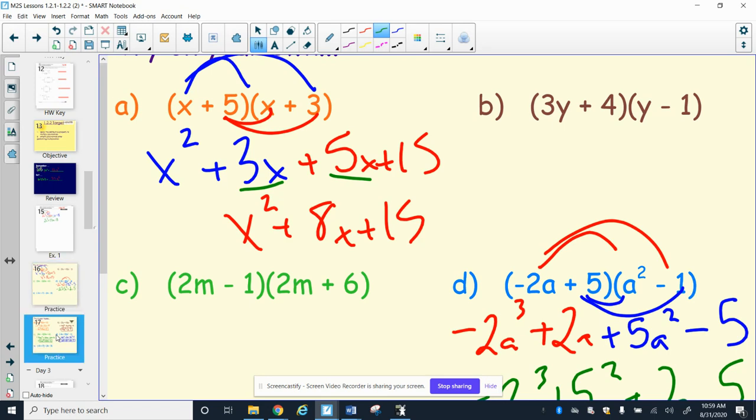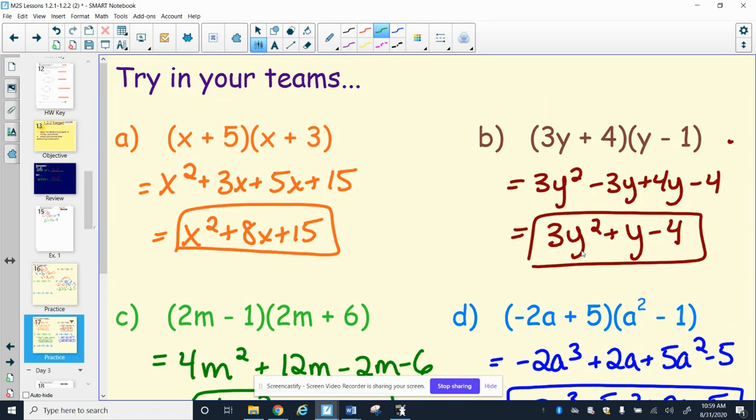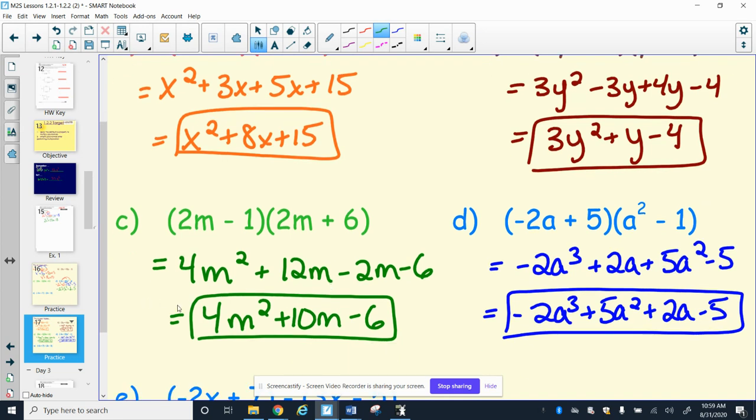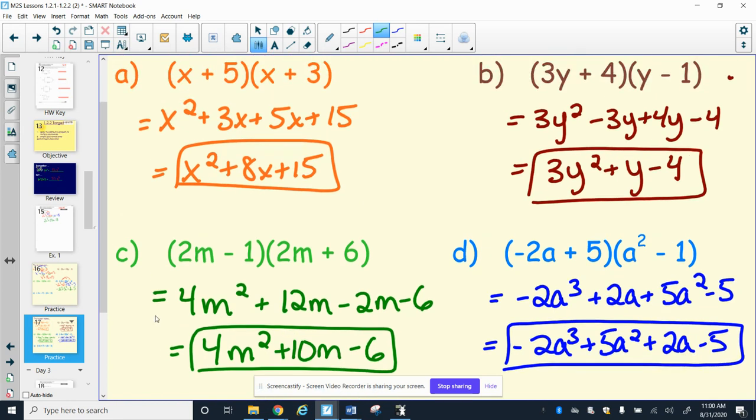All right, let's see how we did. So B, simplified, we should have got 3y squared plus y minus 4. And then C should have gotten 4m squared plus 10m minus 6. Okay. So if you didn't get that, you can pause this and check your work for those steps in between.